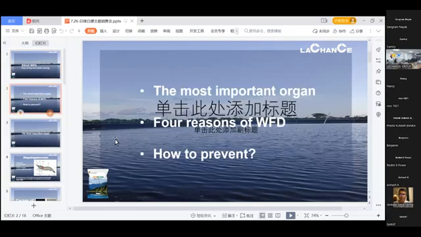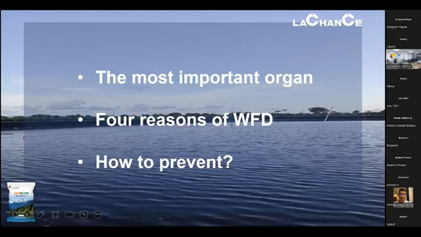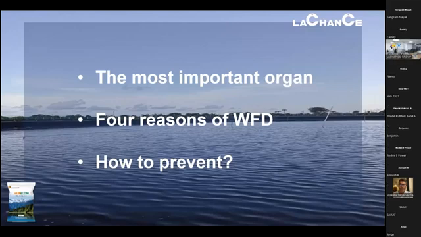And today the content is about the most important organ of shrimp, and the 4 reasons for fat feces.